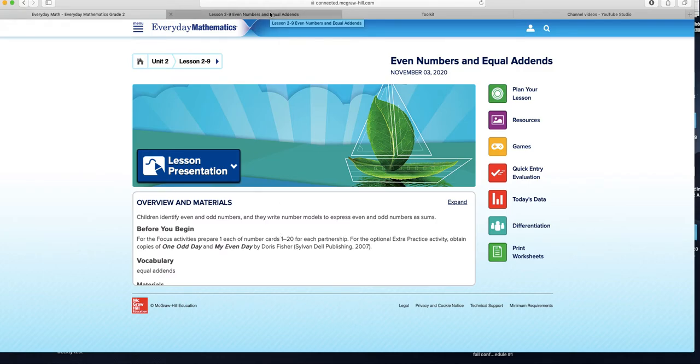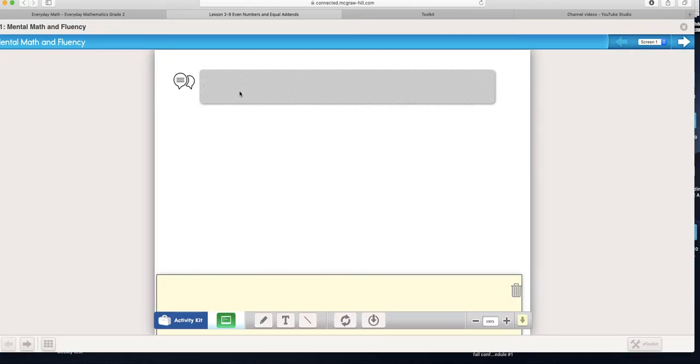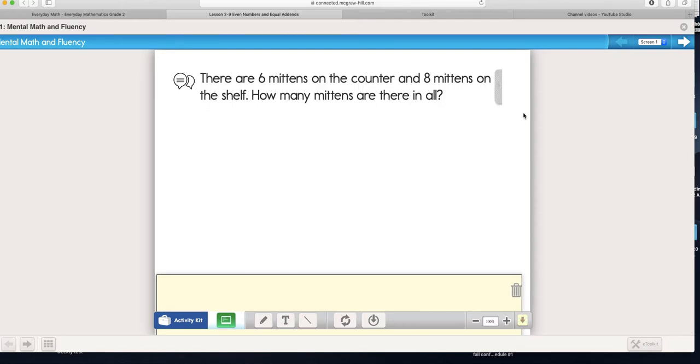Before we get started, though, we're going to start with our bell ringers. So here we go. Getting our brains warmed up. Here's our first bell ringer for today. There are 6 mittens on the counter and 8 mittens on the shelf. How many mittens are there in all?